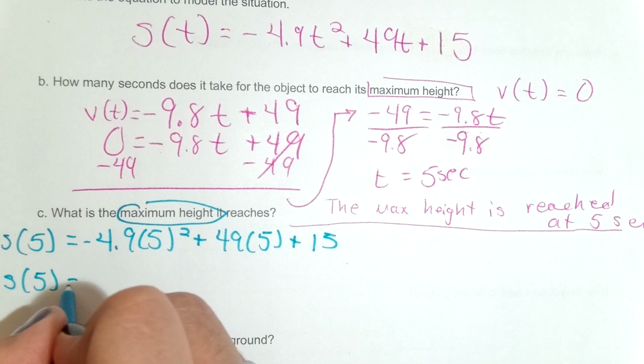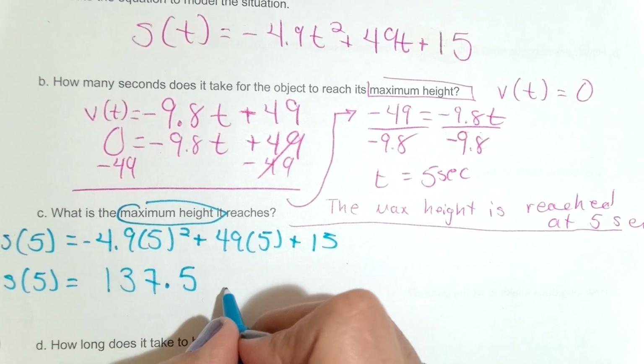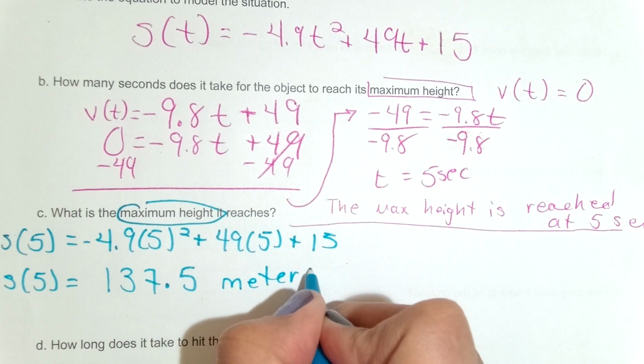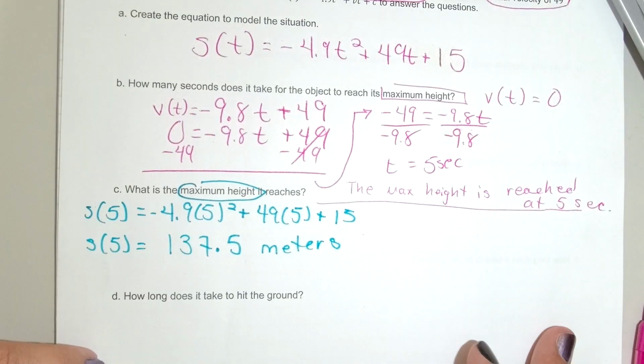Somebody put this in their calculator. I think it's 137.5, but I can't remember exactly. It is? Okay. Are there any questions on that part?